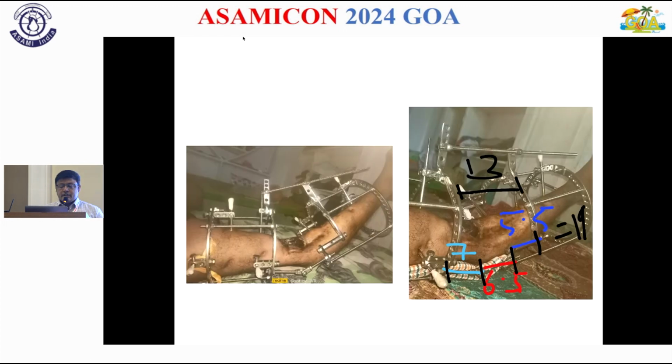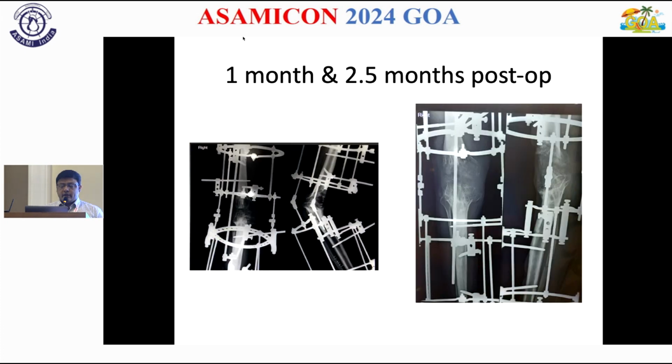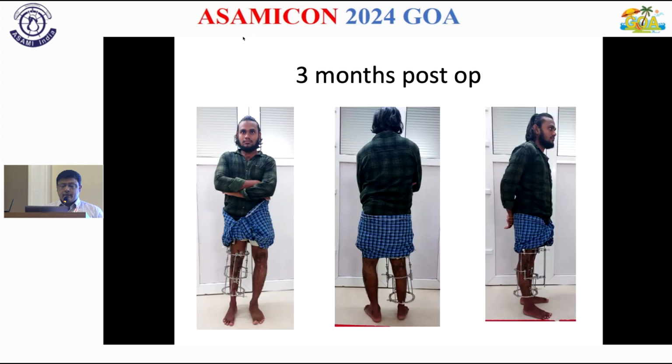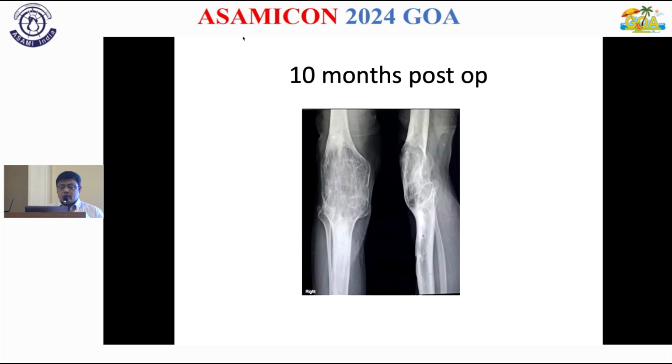The patient was an engineering student. He used to send me all the calculations, how much is remaining, how much to distract, everything. Within 2.5 months, almost corrected. This is after 2 months. His foot was brought onto the floor. Within 10 months, it got consolidated well.